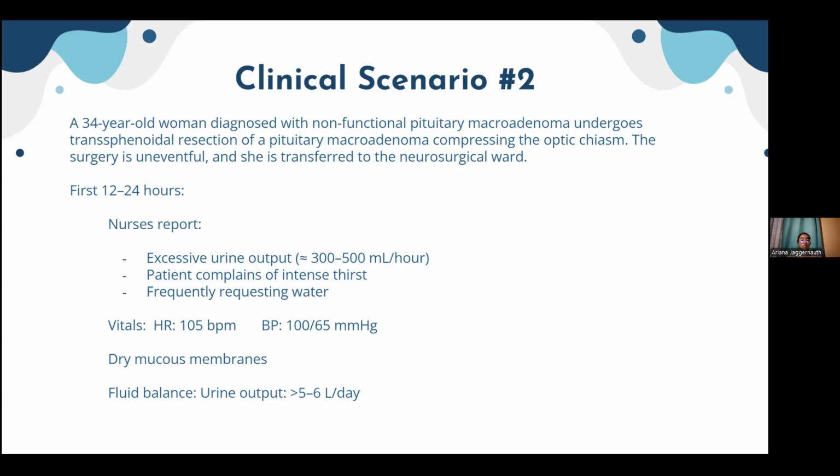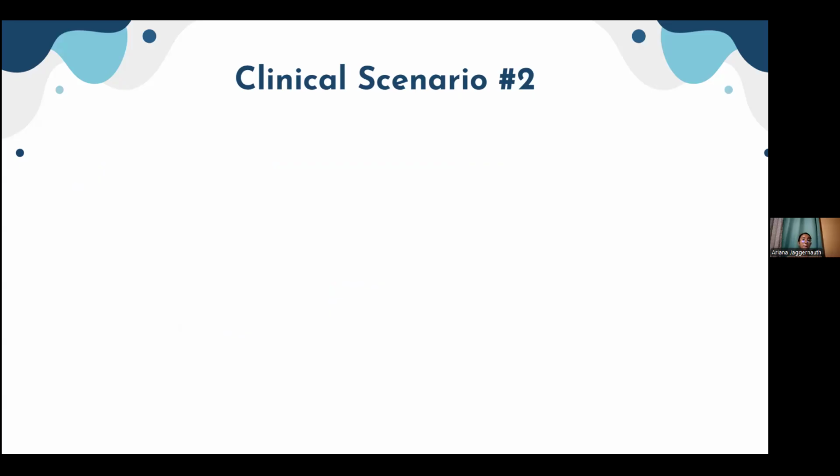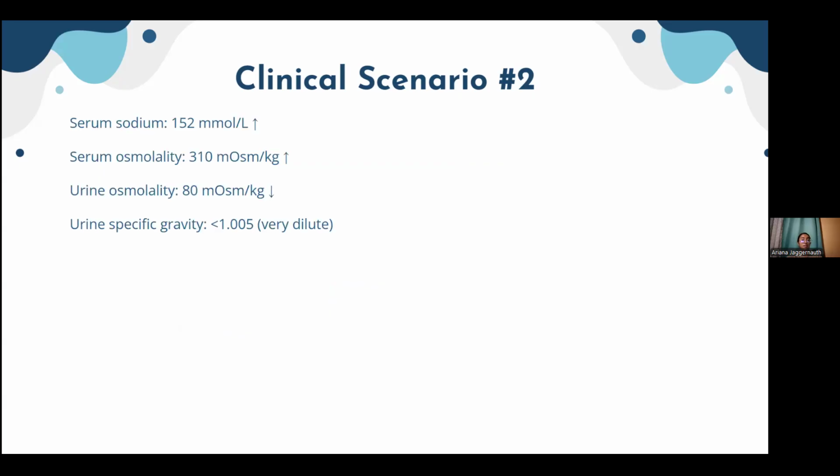So these are her vital signs. She is hypotensive with a BP of 100 over 65, and she is slightly tachycardic with a heart rate of 105. On assessment, mucous membranes are dry, and her urine output is greater than 5 to 6 liters per day when calculated. When her labs were done, it was noted that her serum sodium was increased at 152, with an increased serum osmolality at 310, decreased urine osmolality at 80, and dilute urine with a urine specific gravity of less than 1.005.